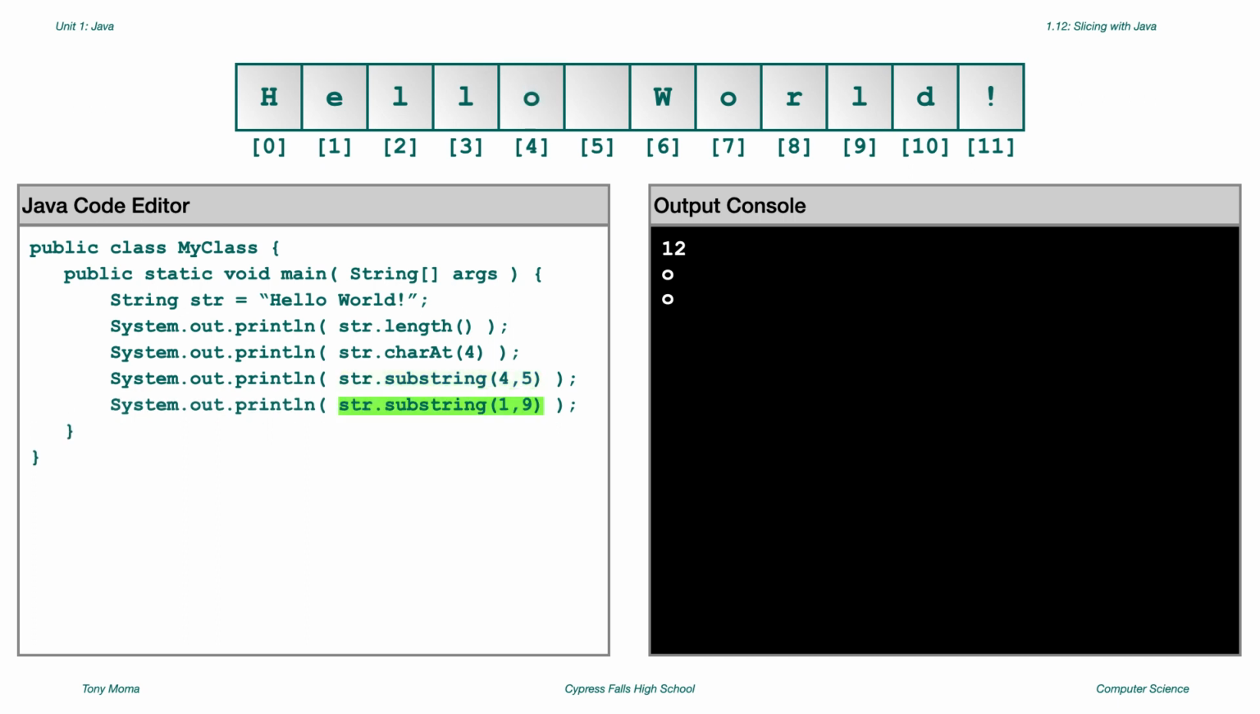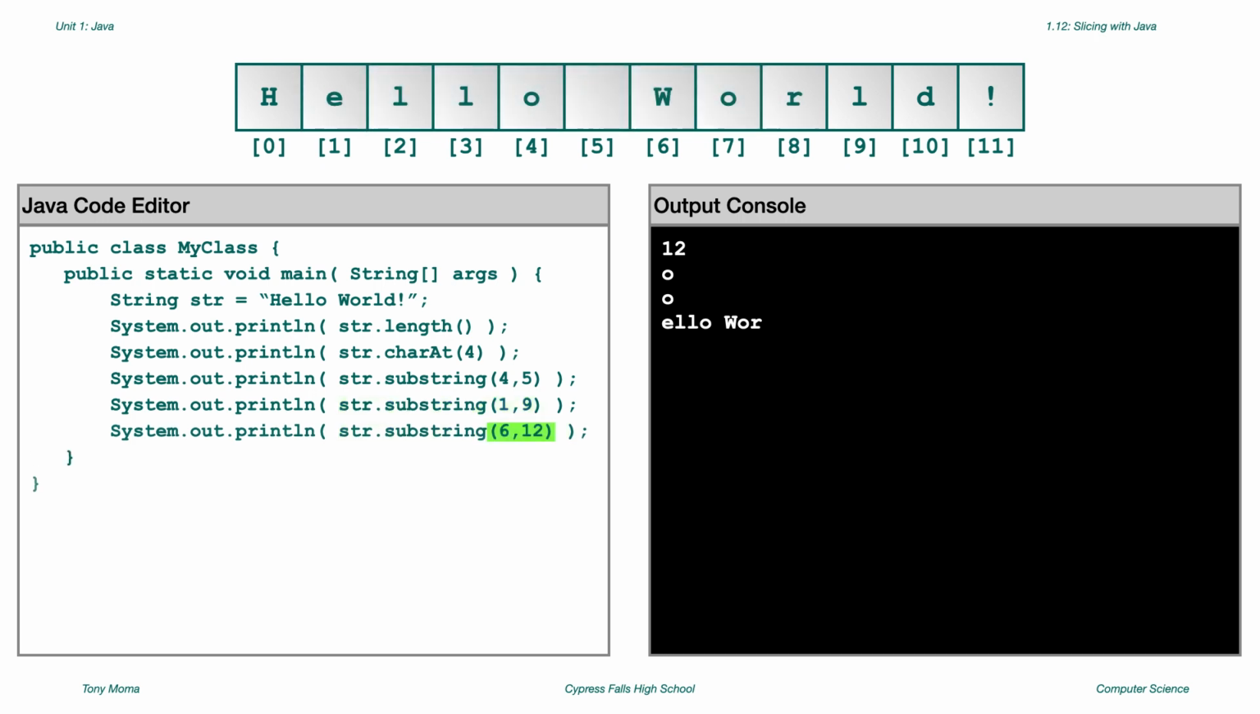Now consider this line of code. Here, we're asking for the substring that begins at index 1 all the way up to but not including 9. That subsequence gets returned and thus output to the screen. Once again, notice that the character at index 9 was not included. The second parameter is always exclusive.